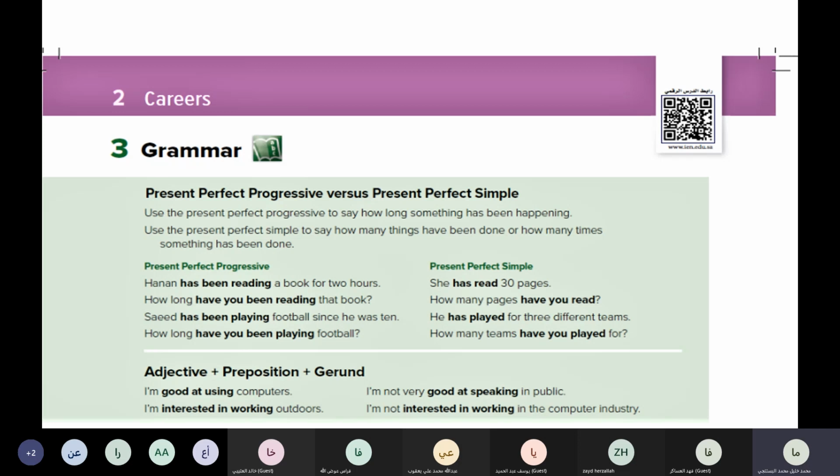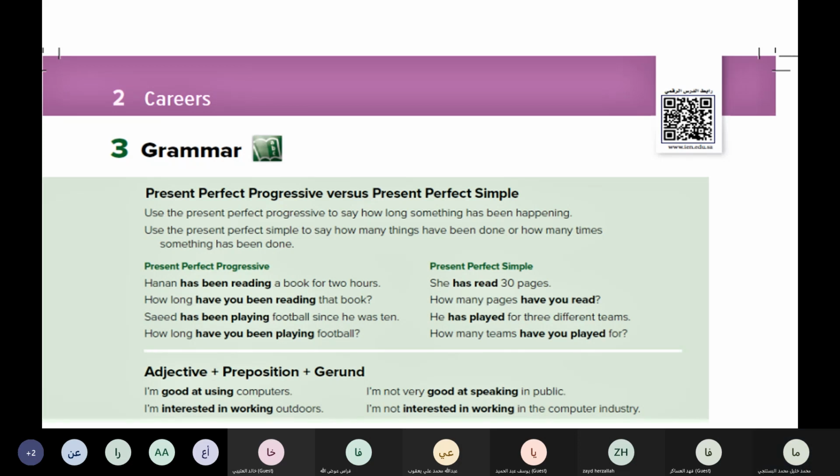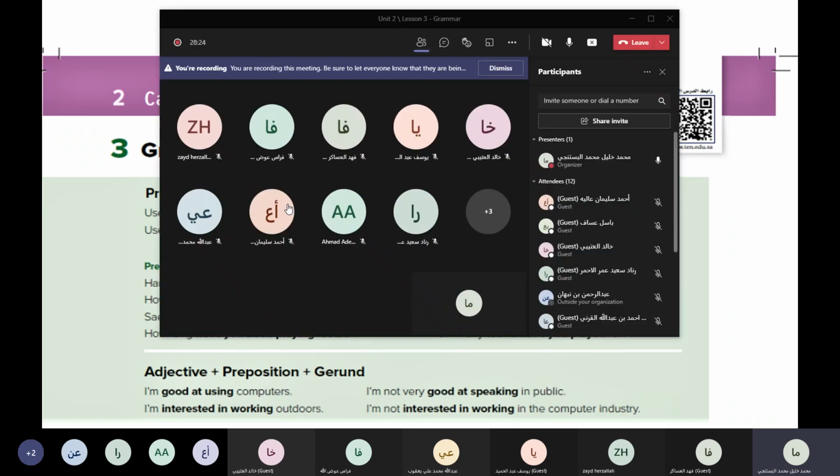Now let's move to the next. Here we have adjectives followed by prepositions. After prepositions, we have to use what? The ing form. We have to use the ing form. Look at the example. Look at the example in your books.